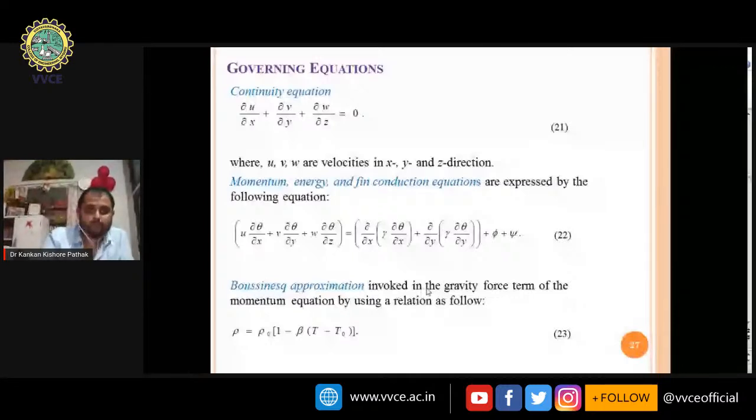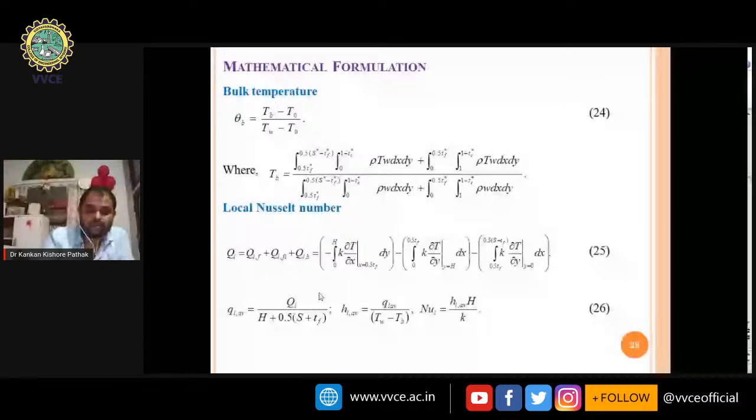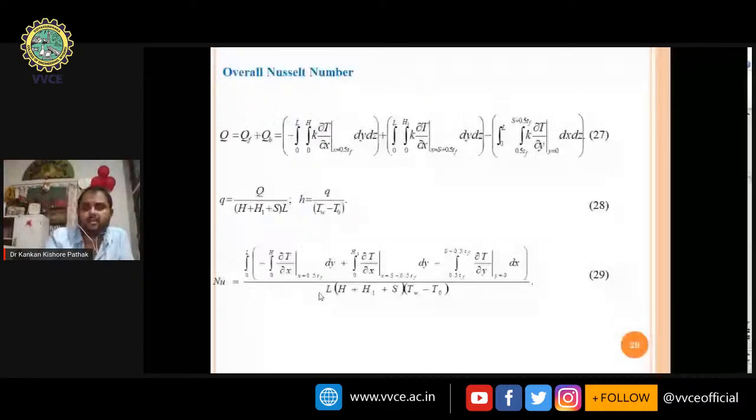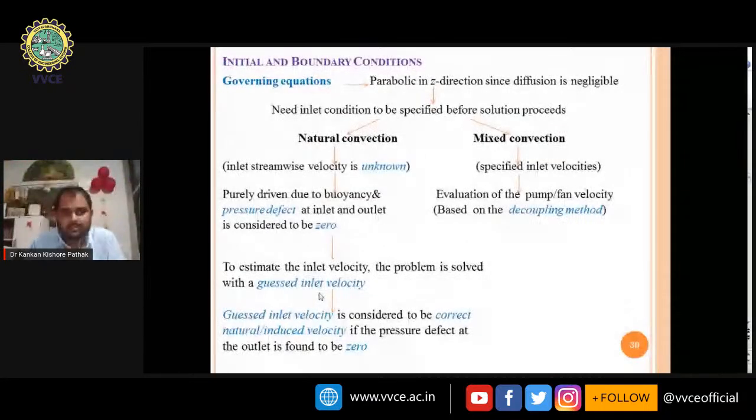Now the mathematical formulation: these are the various types of bulk temperature, local Nusselt number, and overall Nusselt number, given by these equations, and we have derived these for our configuration. Now what are the initial and the boundary conditions?